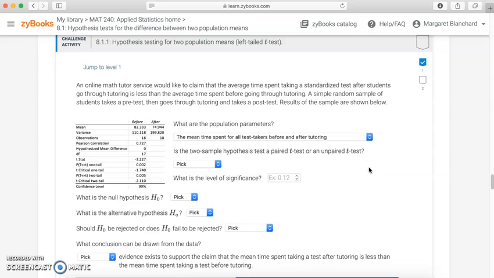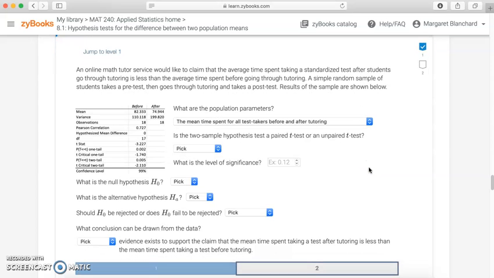Is the 2 sample hypothesis test a paired test or an unpaired test? Well, as we mentioned, this is a paired test. The reason is that we need to link the student before tutoring and after tutoring, because you can have one student that just takes long tests in general. And if you don't make sure to specify that they're linked, your results may not be accurate. So this is definitely a paired t-test.